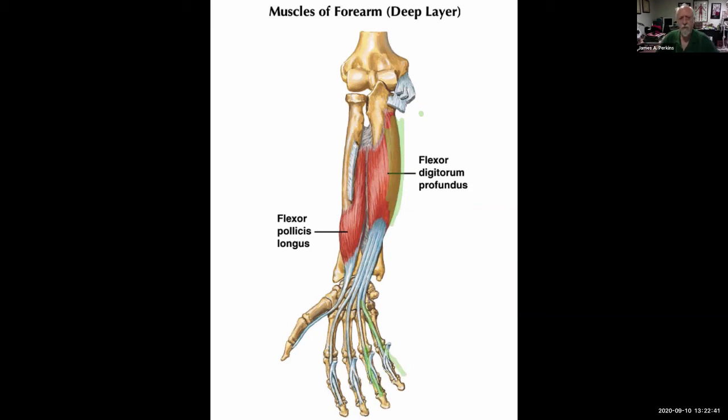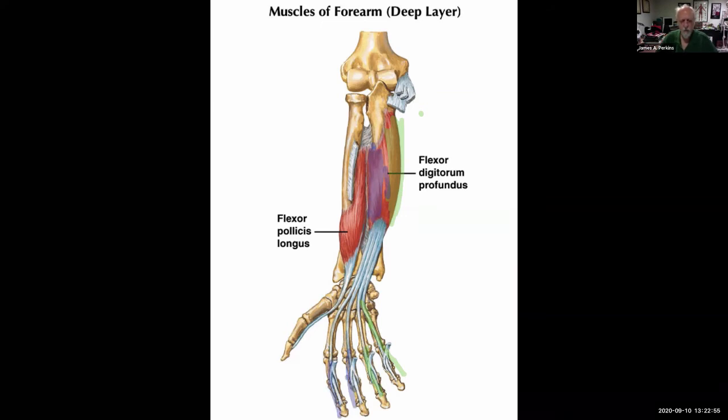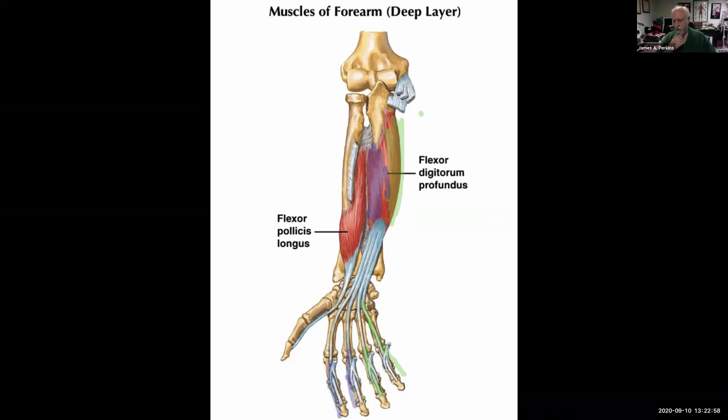The other half of the muscle over on the lateral side, and let's see if I can pull up a different color. Oh, that's a lousy color. The other half of the muscle over here, the lateral side, which sends tendons out to digits 2 and 3, that half of the muscle is innervated by median nerve.